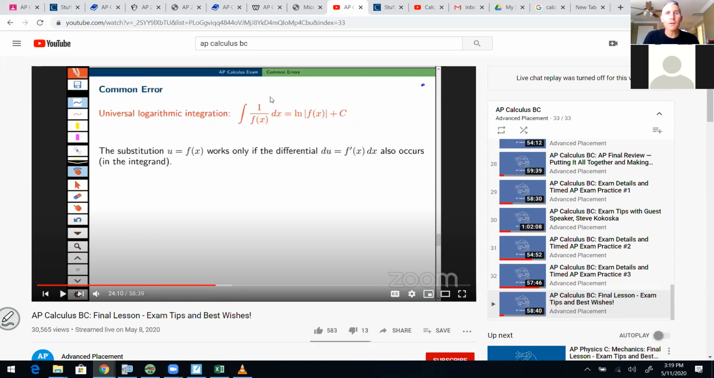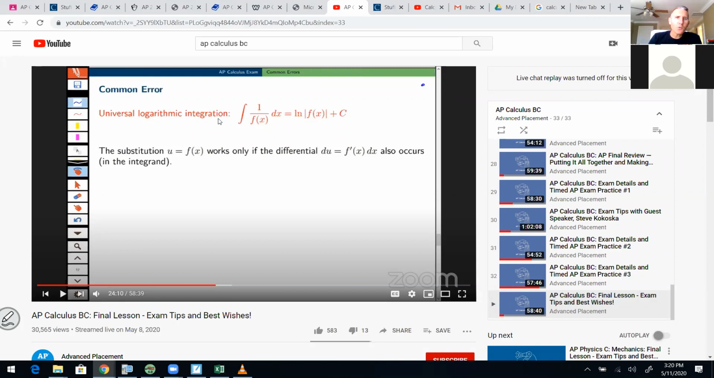Looking at the integral of 1 over f of x dx is equal to ln of the absolute value of f of x plus c. When is this true? This is true when f of x is a linear function whose leading coefficient is 1. So if this is the integral of 1 over x minus 5 dx, then that would be ln of absolute value x minus 5. If it was the integral of 1 over x plus 14 dx, then that would be the natural log of absolute value x plus 14 plus c.